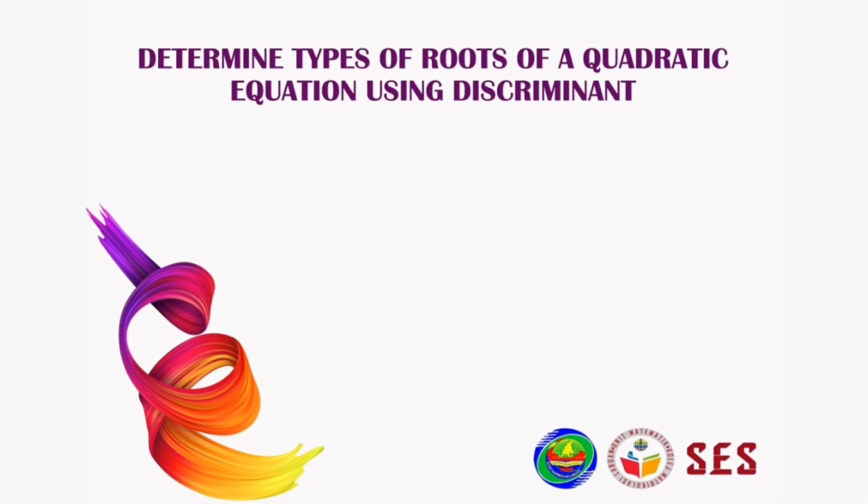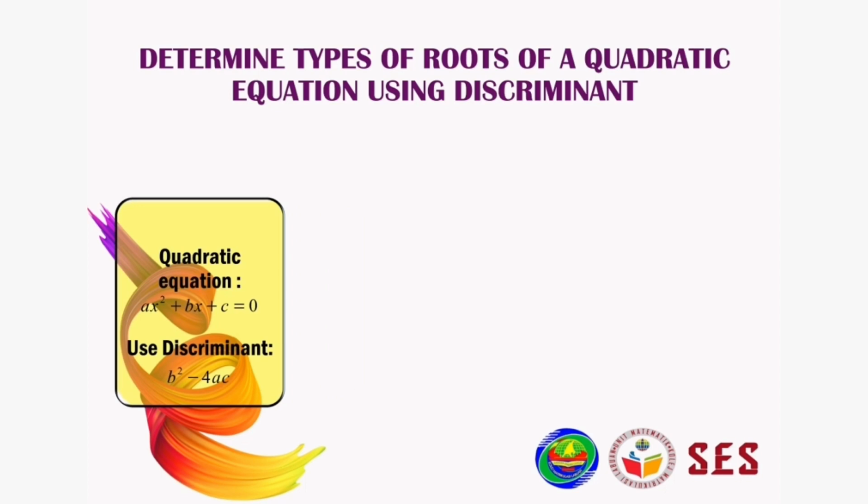If you can still remember, in previous lesson, we have learned to solve quadratic equations either by using factorization method, the formula, or by using completing the square method. All the solutions that we get, we call them as roots. And today, we are going to learn how to determine the types of roots of a quadratic equation by using the discriminant.